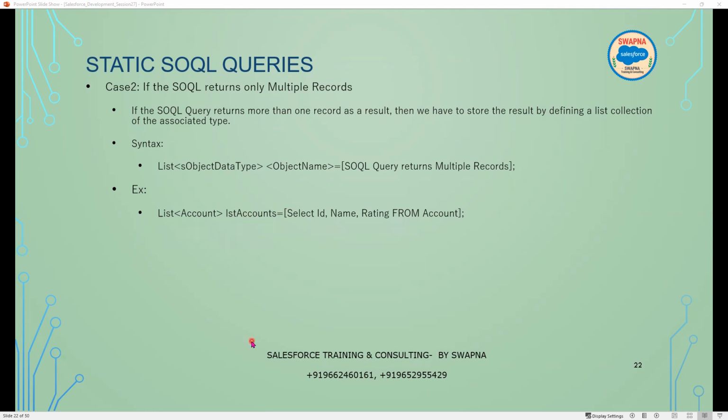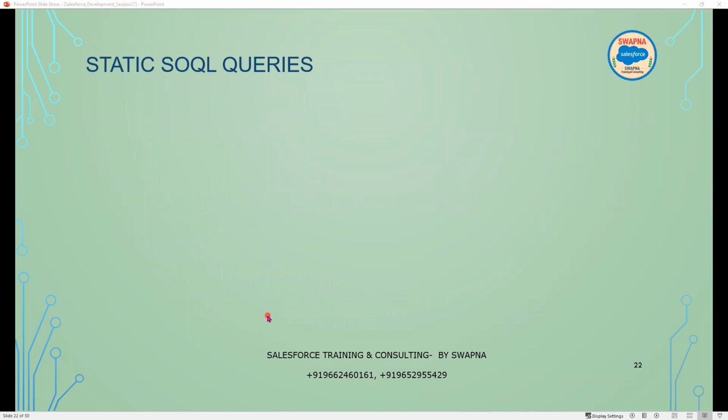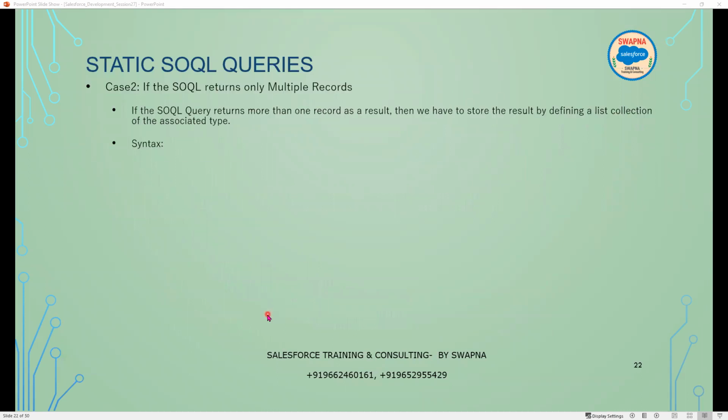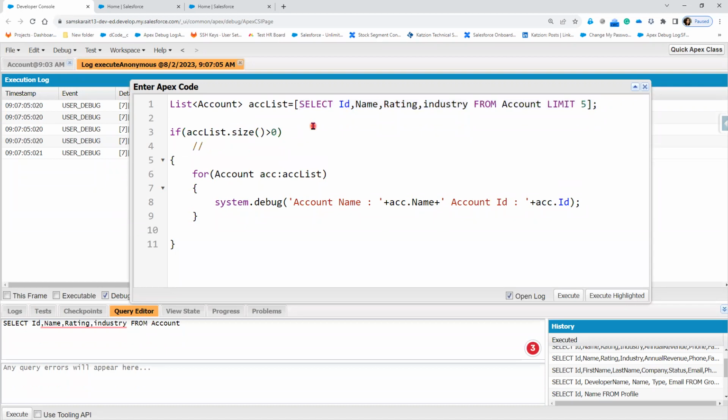If it is a single record that is returned, then you have only one way to cross verify, which is acc.id not equal to null, right? But if it is a collection, then either you can check whether you have data in the collection by checking the size, or else you can check acc dot isEmpty. We have something called isEmpty.